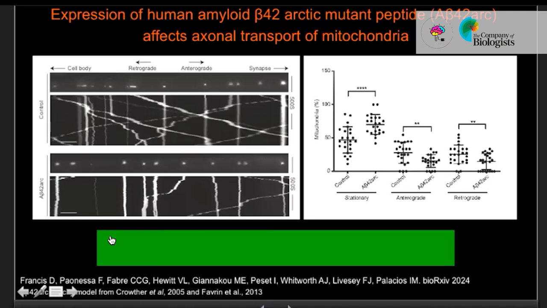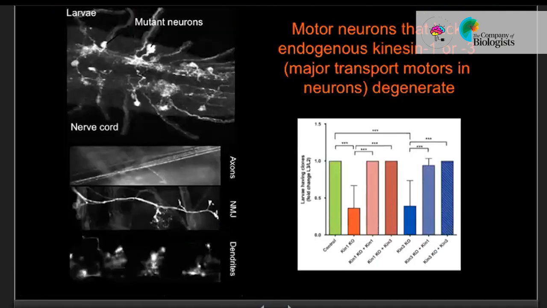Yeah, exactly. So the other thing that we could recapitulate is what happens to the neuron if we eliminate the motor proteins. Remember, I told you that maybe reducing motor protein affects neurodegeneration. So we wanted to see what happens to the neurons in the larvae, in a live animal. What we did was mutate kinesin 1 or kinesin 3, which are the two major microtubule motor proteins in neurons. And we could follow the neurons.